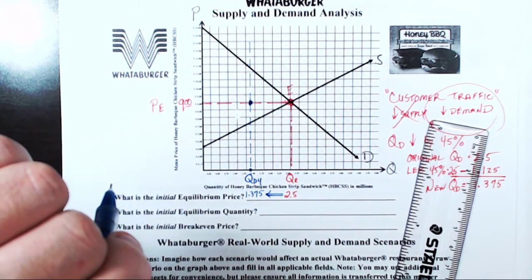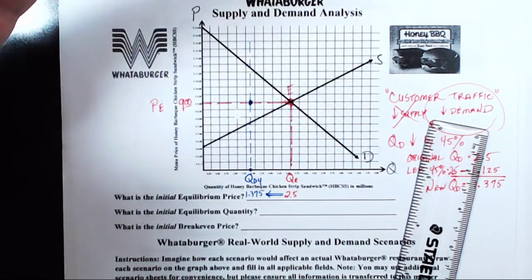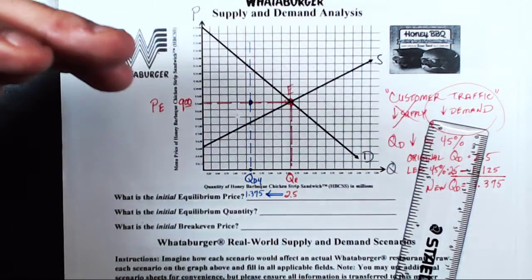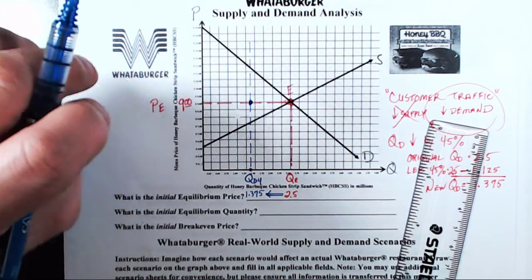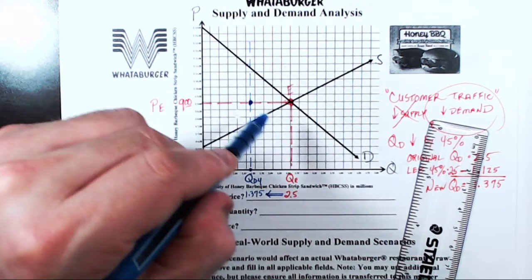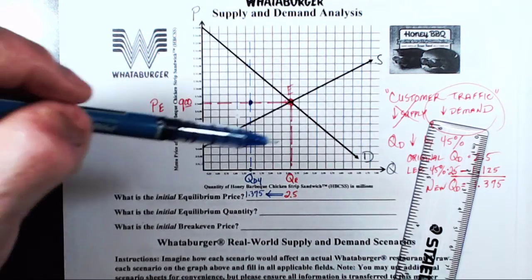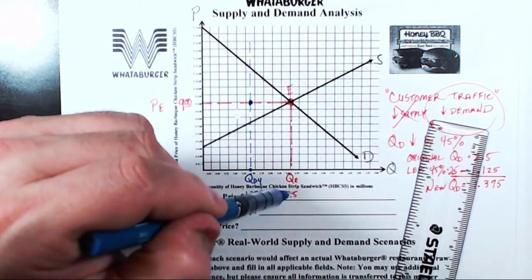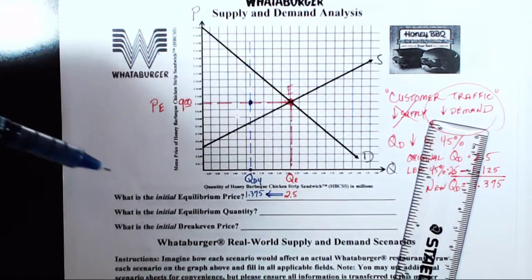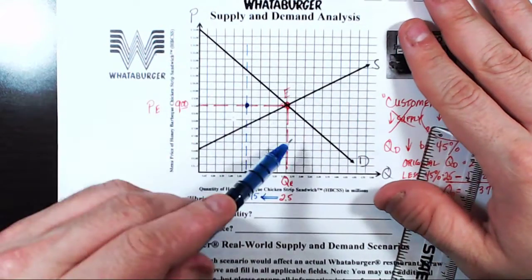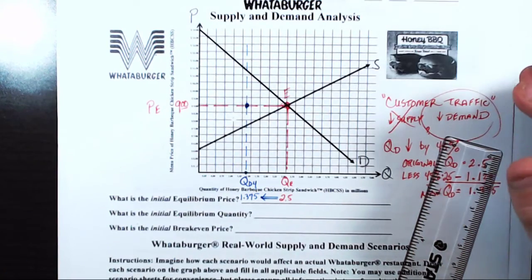What changed? The foodborne pathogen, a virus, was discovered in Whataburger's lettuce, causing customer traffic to drop by 45%. So demand went down by 45%. Demand decreased by 1.125 million sandwiches. Demand decreased from 2.5 million sandwiches to 1.375 million sandwiches. So ladies and gentlemen, drum roll, round of applause. We're going to change the demand. We're going to shift the demand curve.